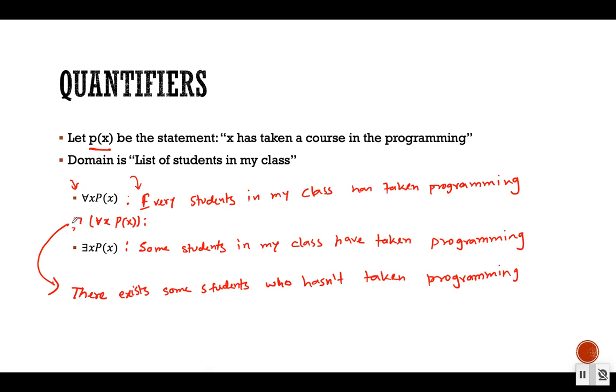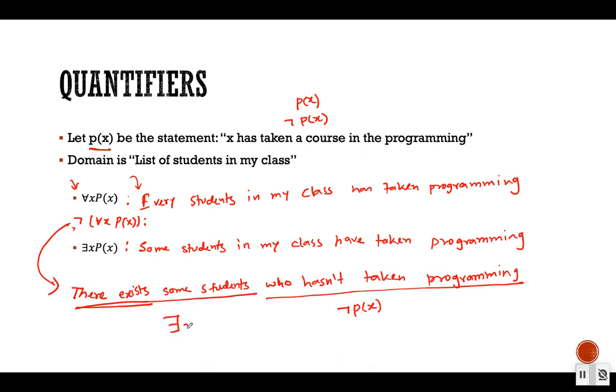Now when I translate it like that, what do you see? There exist some students who haven't taken a programming course. What does this mean again? If P(x) represents that x has taken a programming course, then not P(x) means x hasn't taken a programming course. And there exist some students, that means it is an existential quantifier.